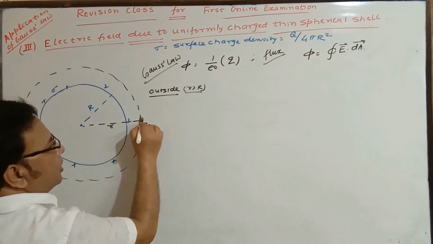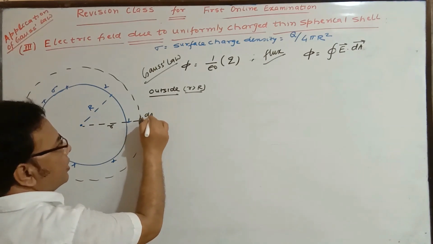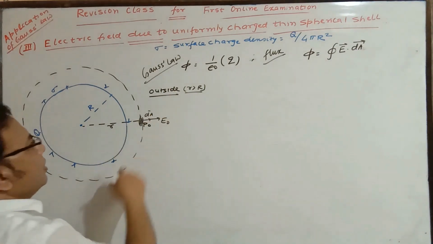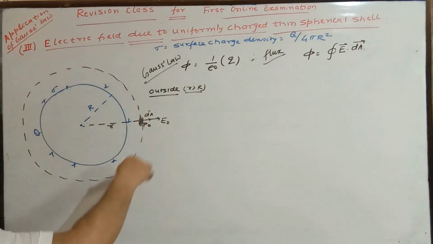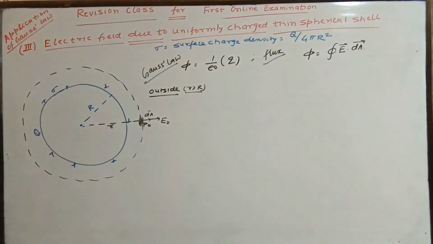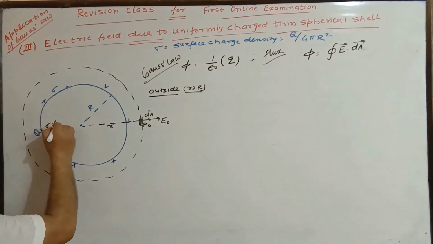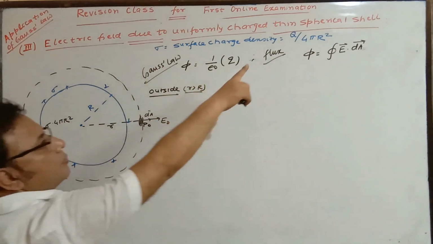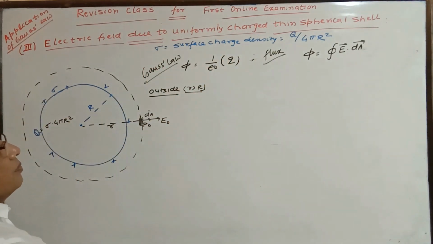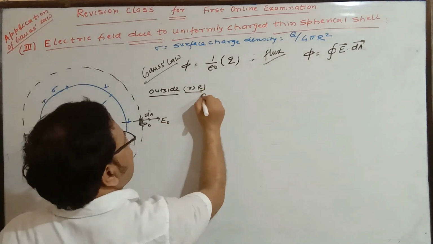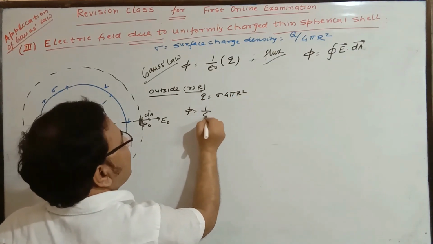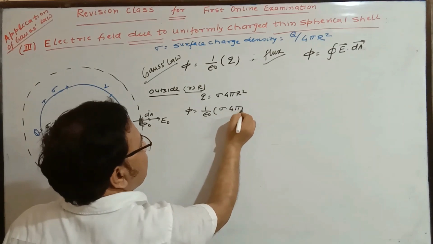At this point, dA, say area vector dA, you are taking the electric field E naught. For this, you see this Gaussian surface enclosing the whole charge Q. So what is the charge Q here? Charge Q is equal to sigma into 4 pi r square, where sigma is the surface charge, that is, charge per unit surface area. So from this, Q is equal to sigma into 4 pi r square, and so phi is equal to 1 by epsilon naught times sigma into 4 pi r square.